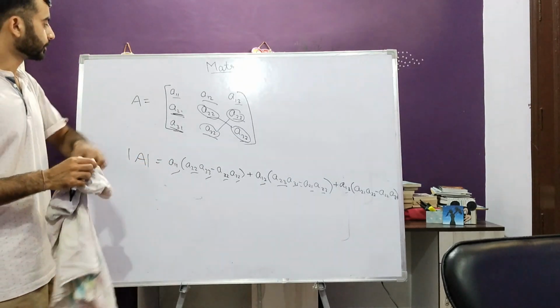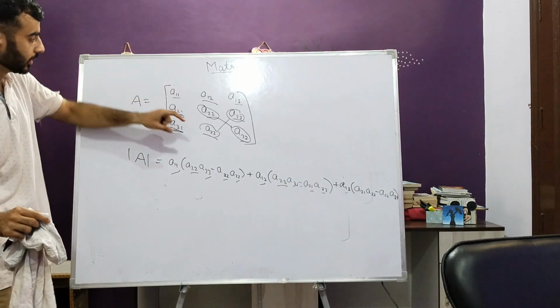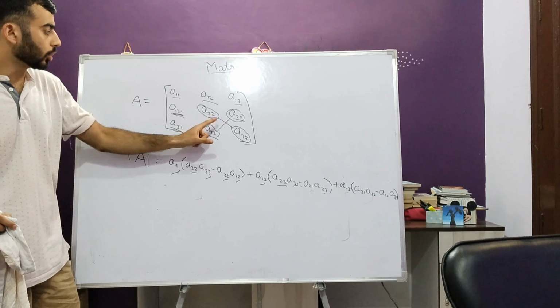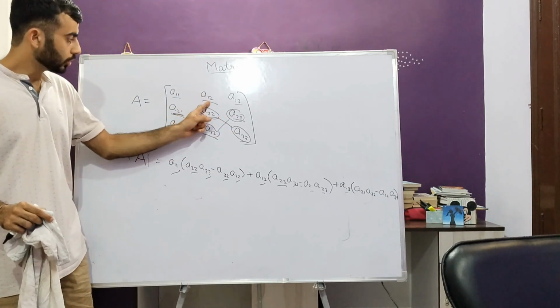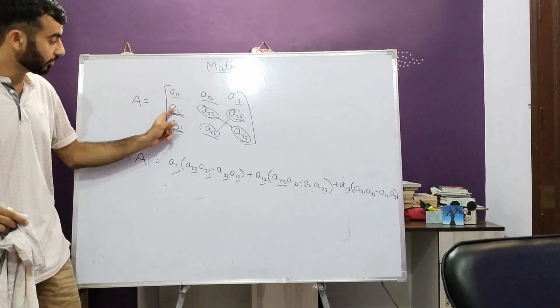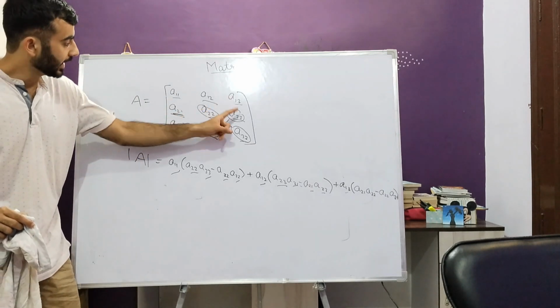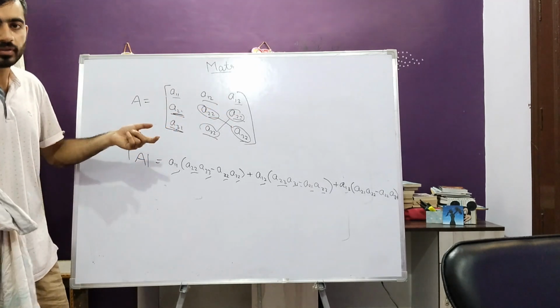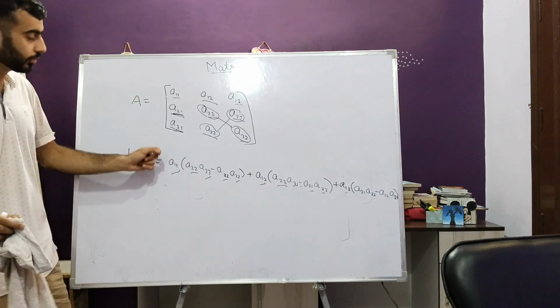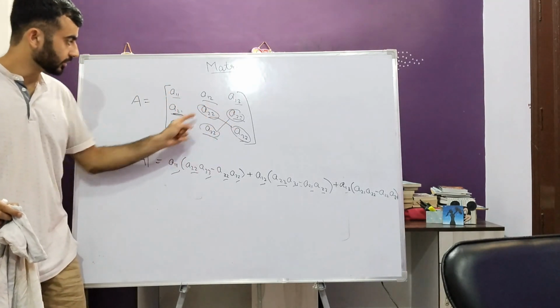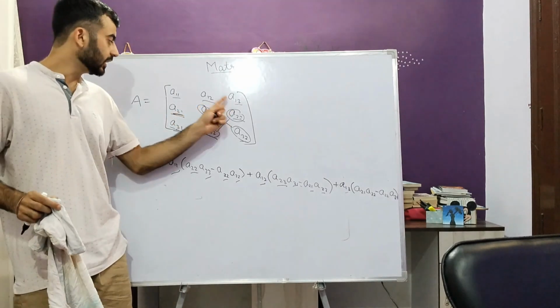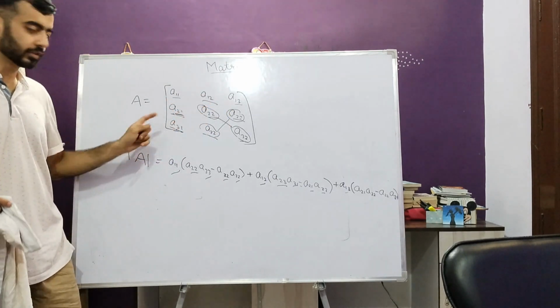So the thing is, we have to take this element and do cross multiplication of these, then take this element and do cross multiplication of these. Or we can take the negative sign outside, put it with it, and then take cross multiplication like this. Then A13 into cross multiplication of these.